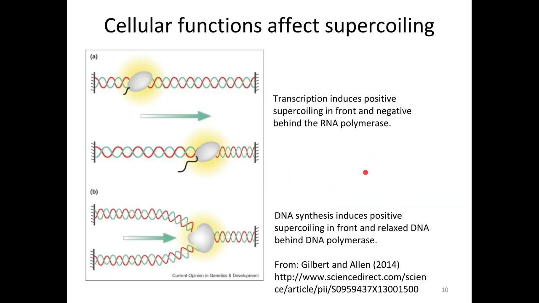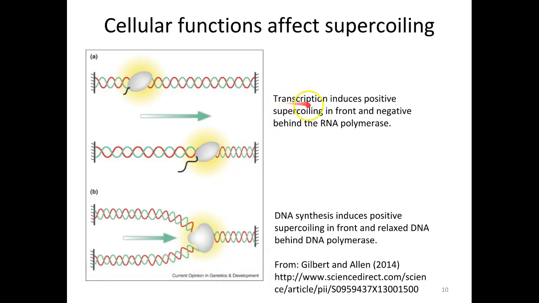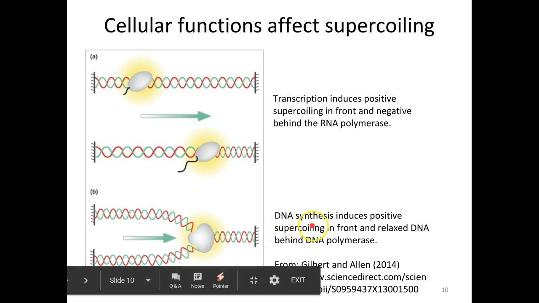All right, so what affects supercoiling? Supercoiling is not static, nor are the looped domains themselves static. So the architecture or topology of a chromosome is actually constantly shifting at local areas and in totality according to what the cell is doing. In this image, we're seeing the role of transcription and we're seeing the role of DNA synthesis, which are two cellular functions that can affect supercoiling.